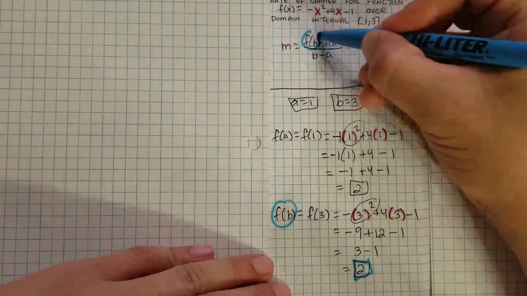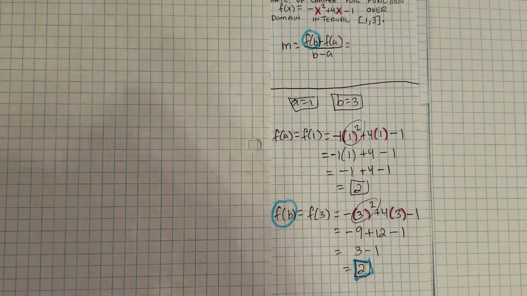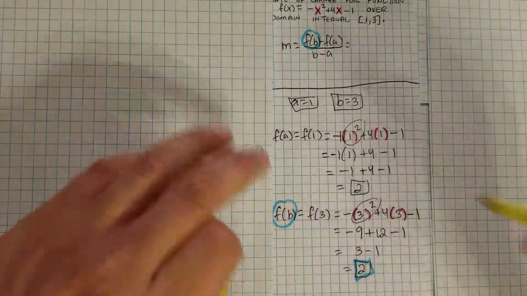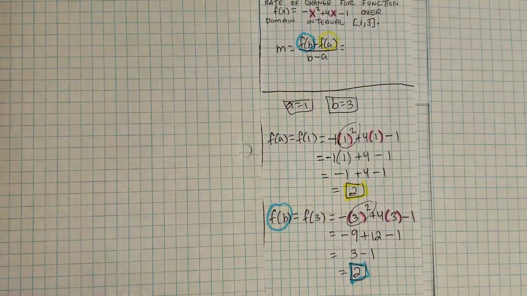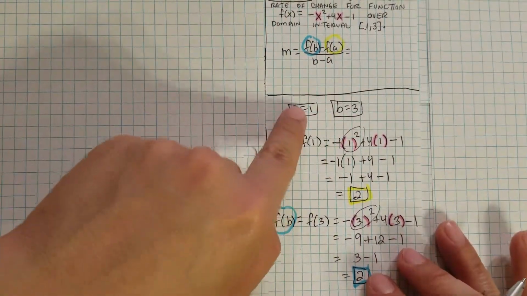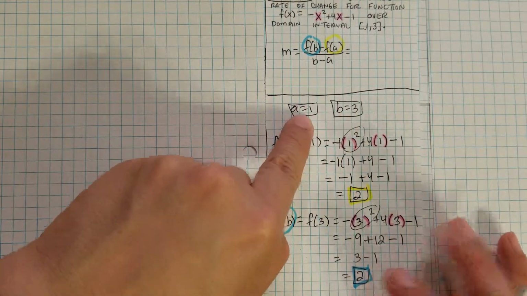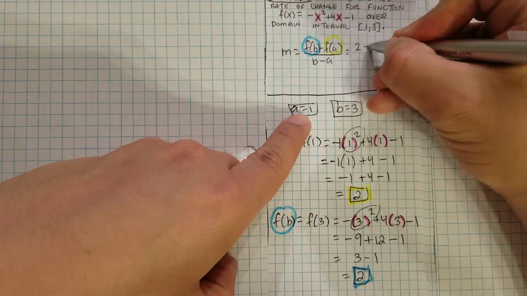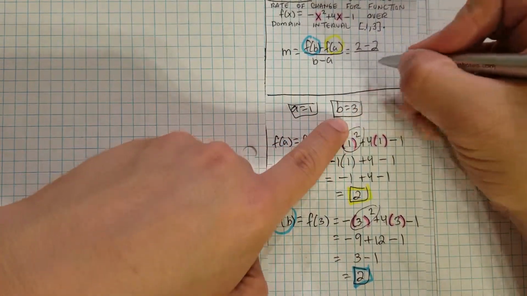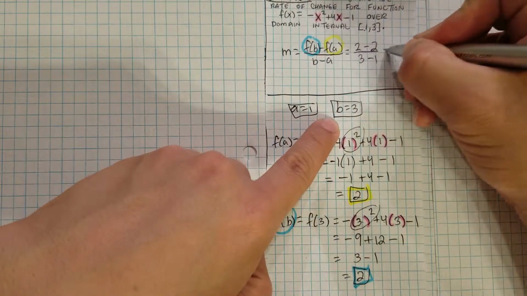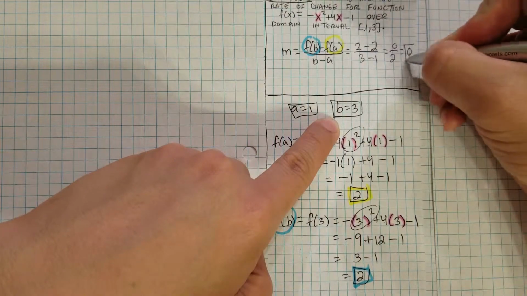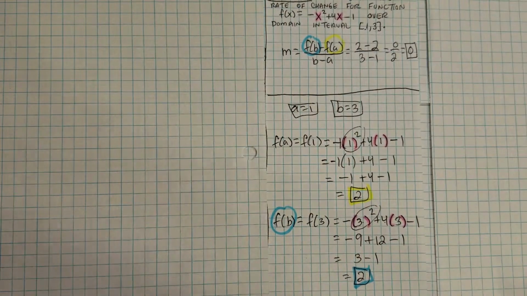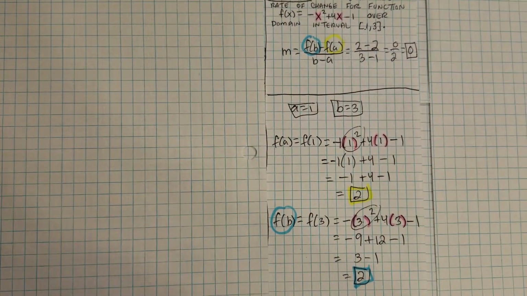So I'm going to be replacing that with a 2 way up there. And then f of a, for this example, happens to be 2 also. So I'm going to be replacing that with a 2. And then b and a, they already gave it to us in the problem. B is 3, a is 1. So we're going to plug it in. 2 minus 2 divided by b minus a, which is 3 minus 1. We get 0 over 2, and 0 divided by anything is 0, so the slope in this case would be 0. That means that the line, or the function, would be remaining flat.